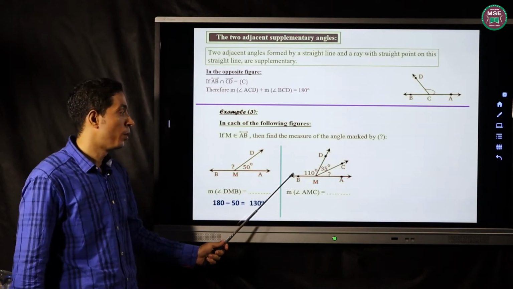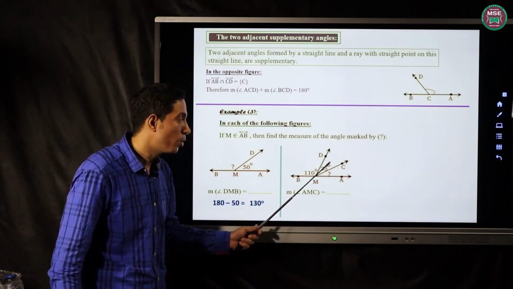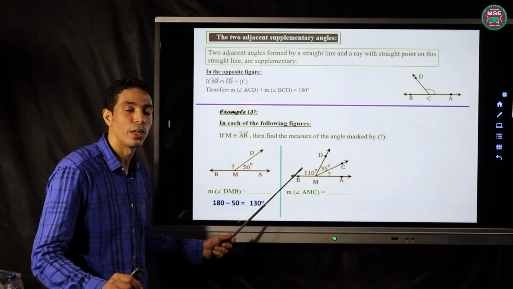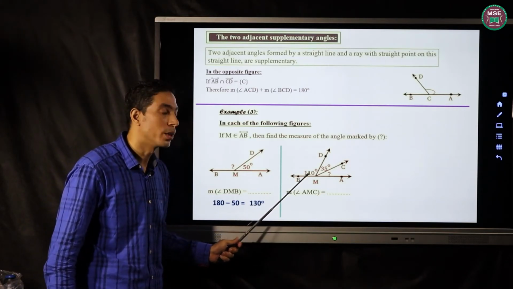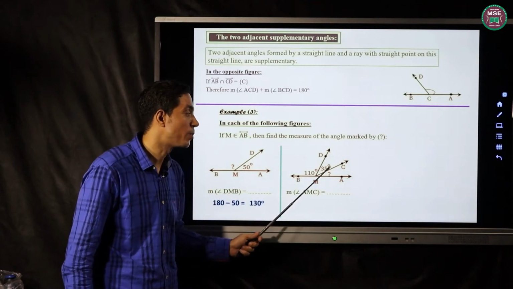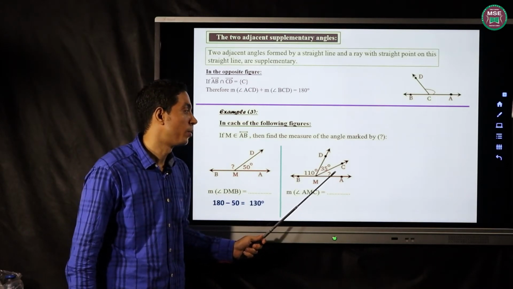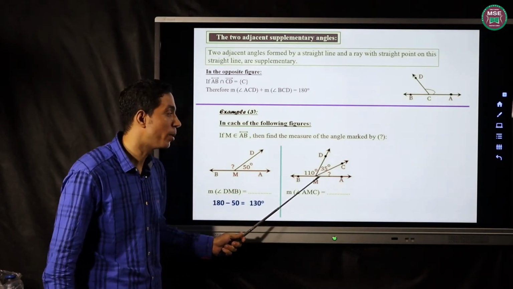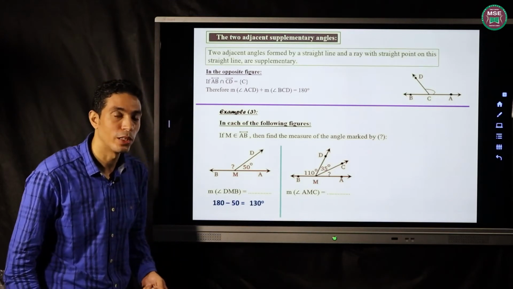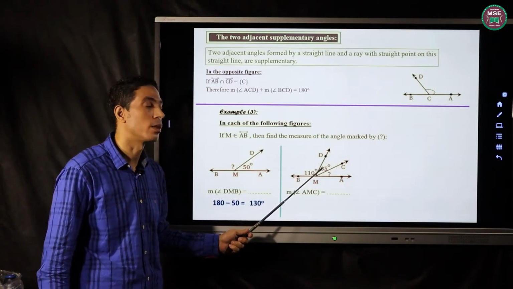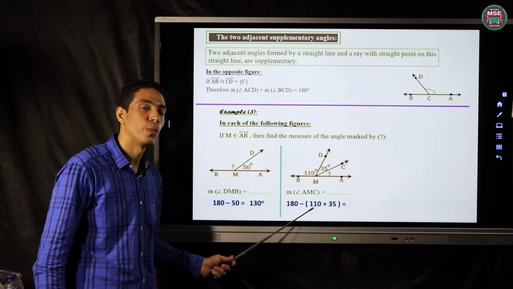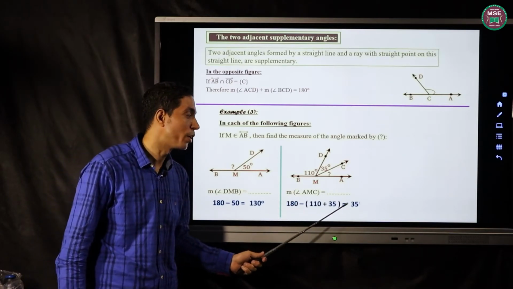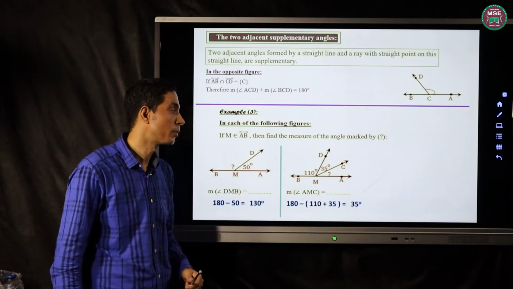Number 2, AB is a straight line, so all these angles have a sum equal to 180. The measure of angle BMD equals 110 and the measure of angle DMC equals 35. Find the measure of angle AMC. To find the measure of angle AMC, we subtract 110 and 35 from 180. 180 minus the bracket of 110 plus 35 will equal 35.